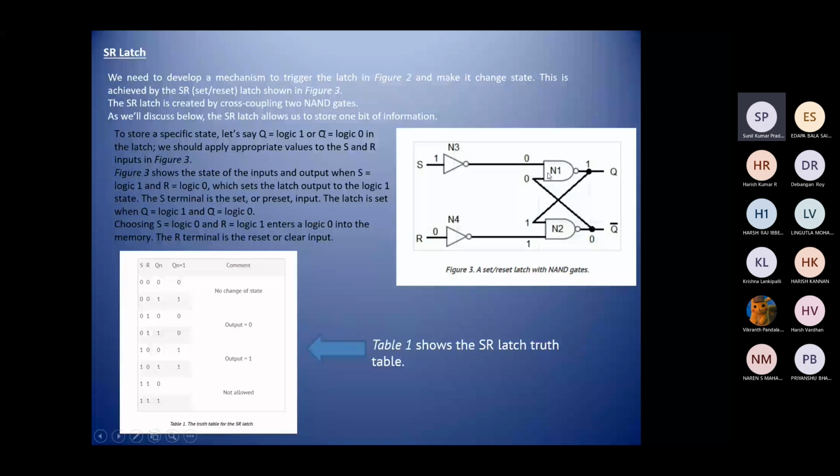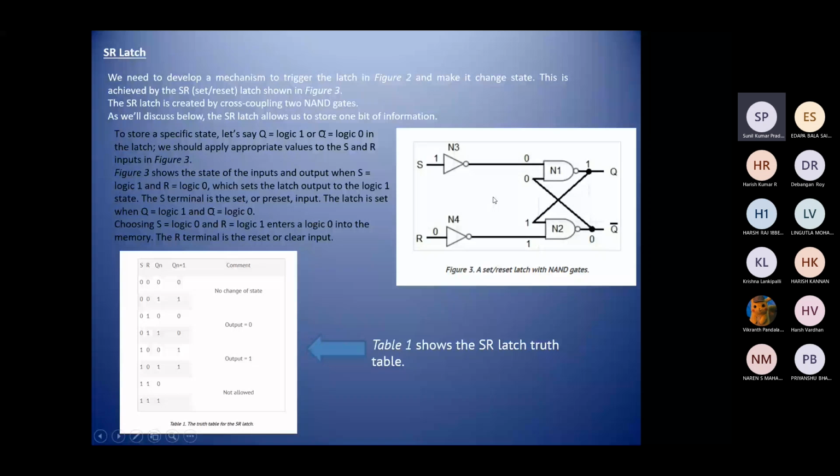Okay, so now to store a specific state, let's say Q is equal to logic 1 or Q is equal to logic 0 in the latch, we should apply appropriate values to S and R. Okay, so that is shown in this figure. Now, the state of the input and output is determined accordingly. Now, when S is at logic 1 and R is logic 0, we set the latch output to the logic 1 state. Okay.